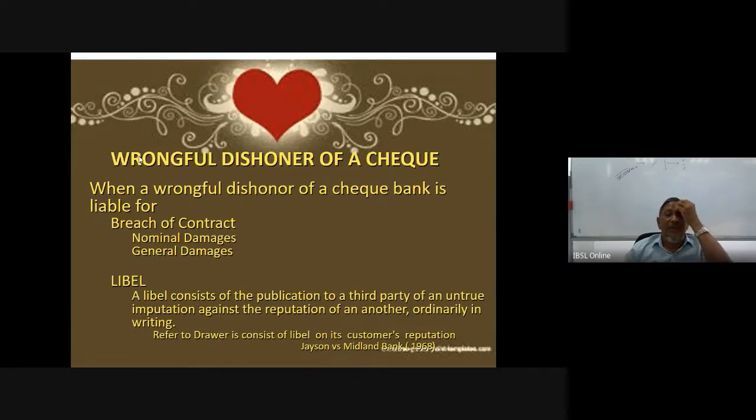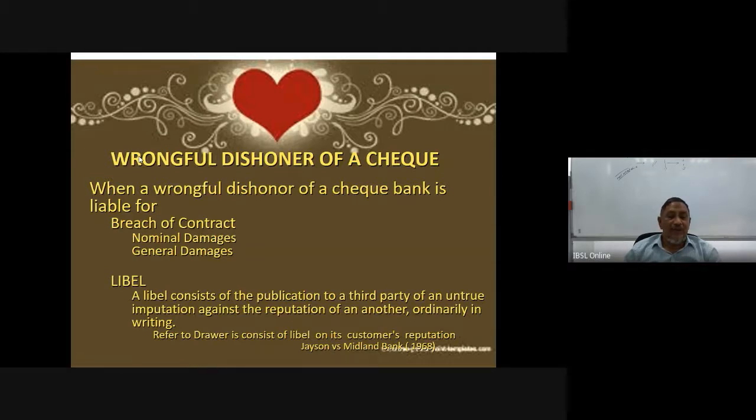The other one is libel. Libel consists of a publication to a third party of an untrue imputation against the reputation of another, ordinarily in writing. Referring to drawer can amount to libel on its customer's reputation. Jayson versus Midland Bank, 1968.